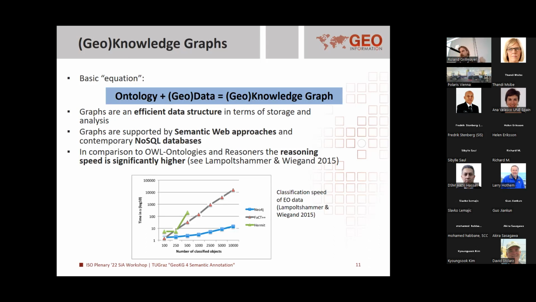And the fun part is that compared to classical OWL ontologies, knowledge graphs are faster when it comes to reasoning capabilities. So it's really a step forward, because you're way faster in analyzing big data sets than with classical reasoners that are built into ontology engines.